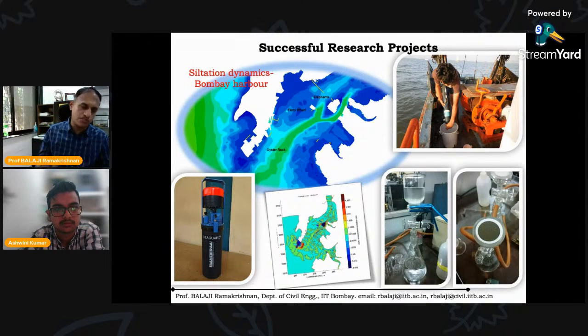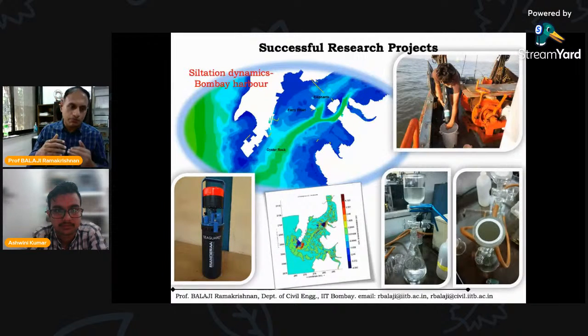Dredging means removal of this silted material in the navigation channel for the safe passage of the vessels. They spend a huge amount of their revenue towards keeping this channel navigable. So they do dredging every year. They remove the siltation and all that. So this particular study was just to understand how much is going to be silted up.